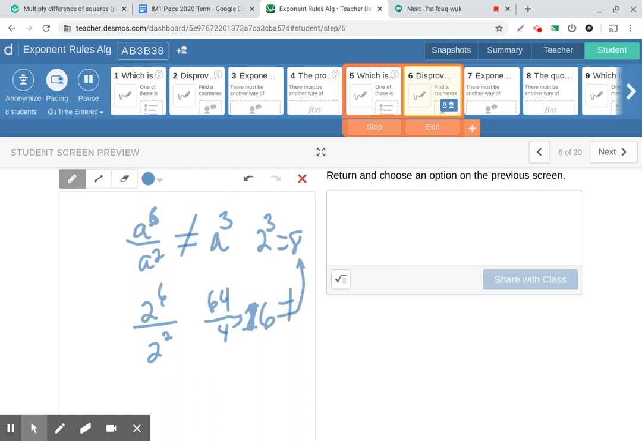Well, you could type in here if you want. You could say, well, if you plug in any number, they're not going to equal. It's not going to equal 2 to the cube. You can just type that.